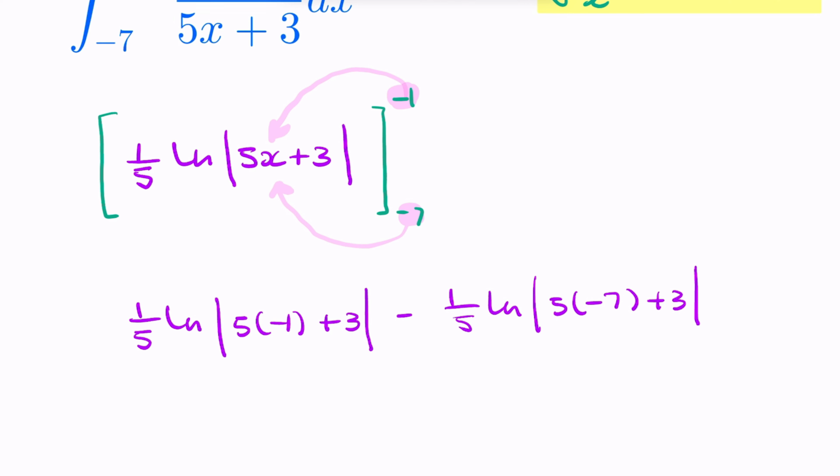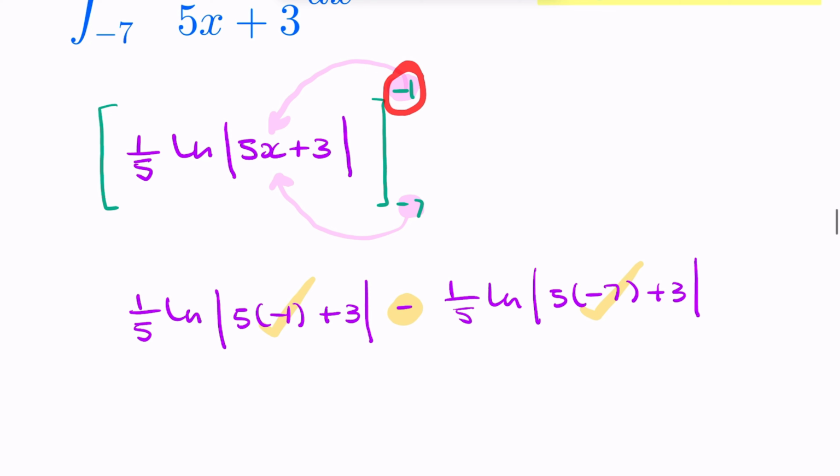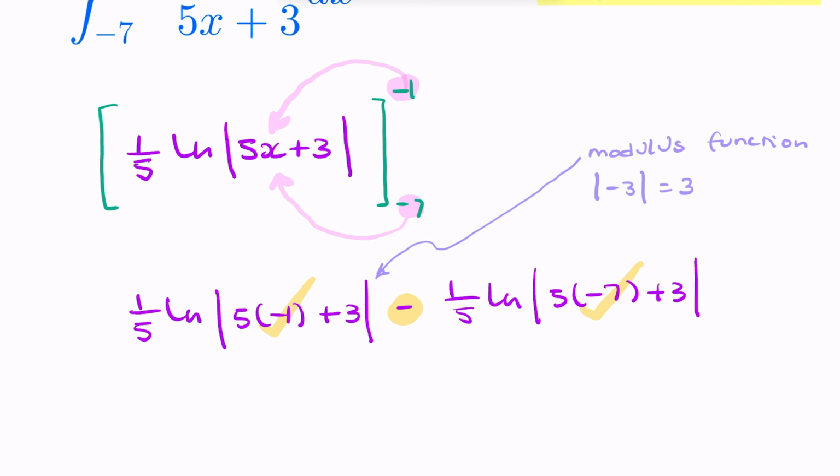Now, remember there is a negative sign here. You need to subtract. So you substitute the -1 first, and then you substitute the -7. So the upper limit first, the lower limit second. And between the two, you need a negative sign. And remember, these vertical lines are the modulus. So the modulus function takes the absolute value. So the modulus of a negative number will give you a positive number.